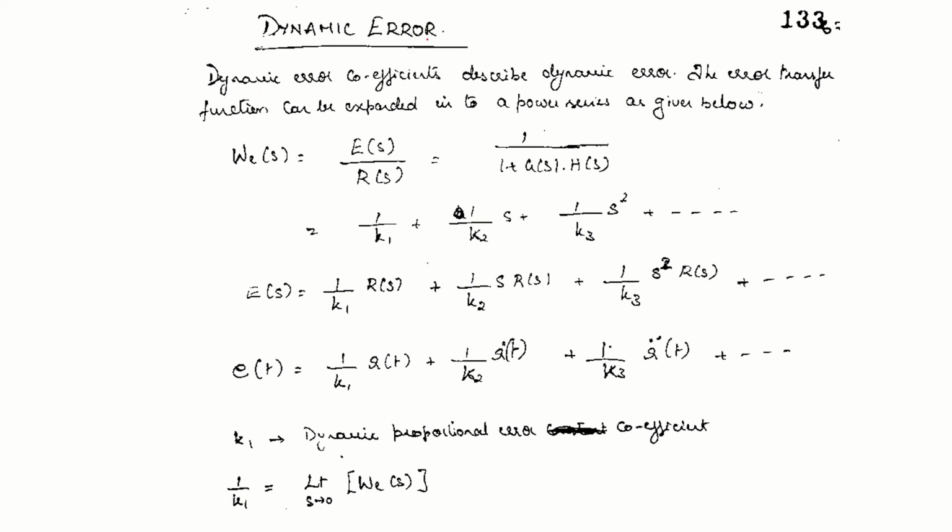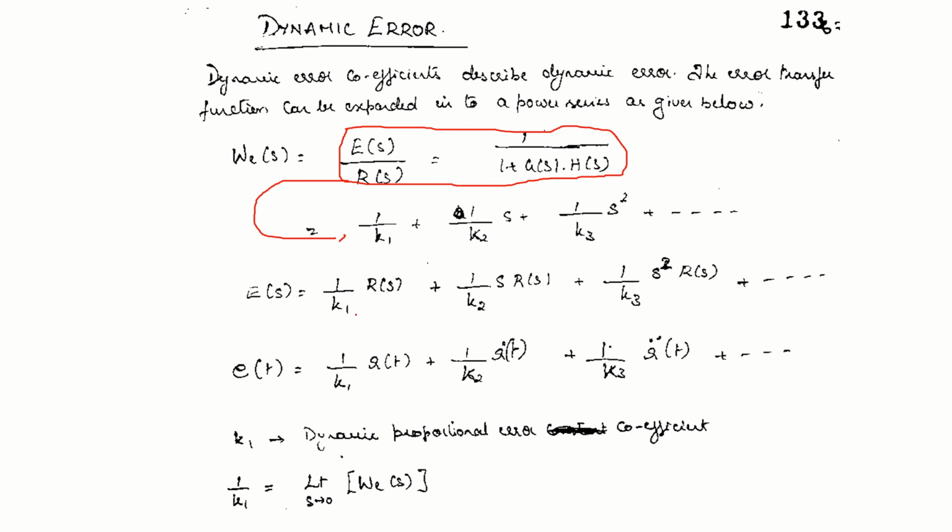Now let us talk about dynamic error. So you know this is our error transfer function. This one let us represent by a series: 1 by k1 plus 1 by k2 s plus 1 by k3 s square. I am approximating this by a series.